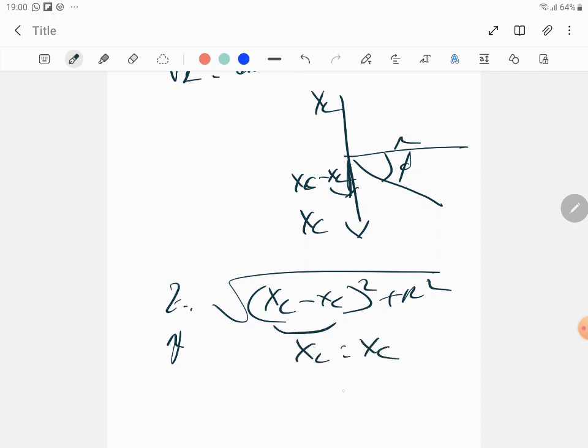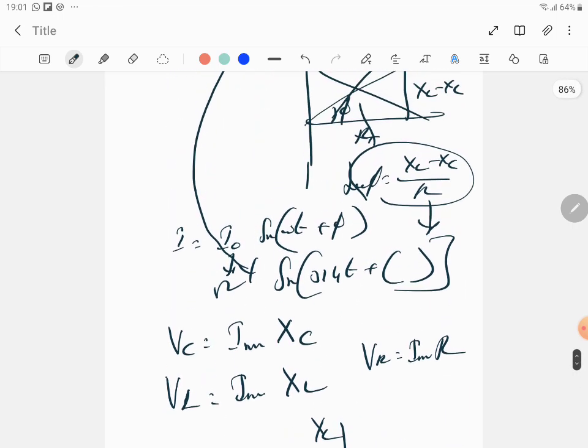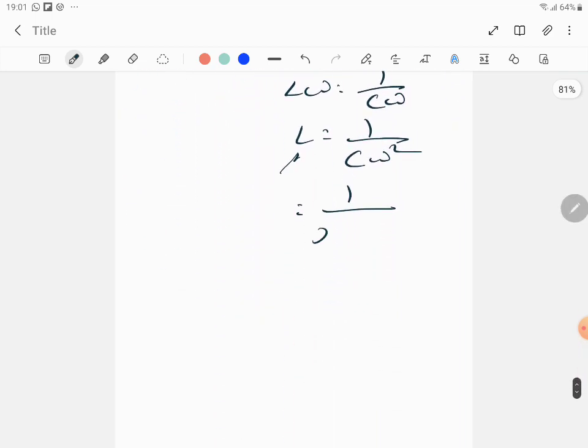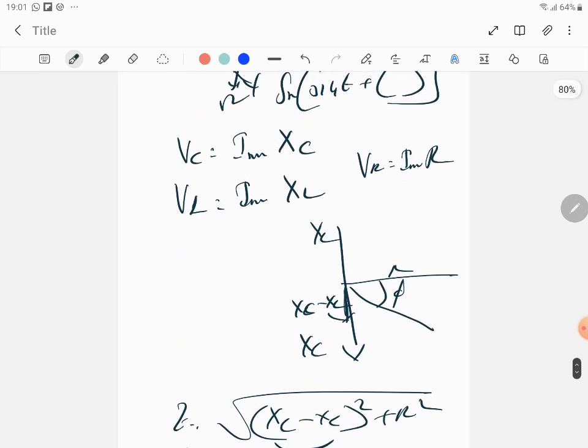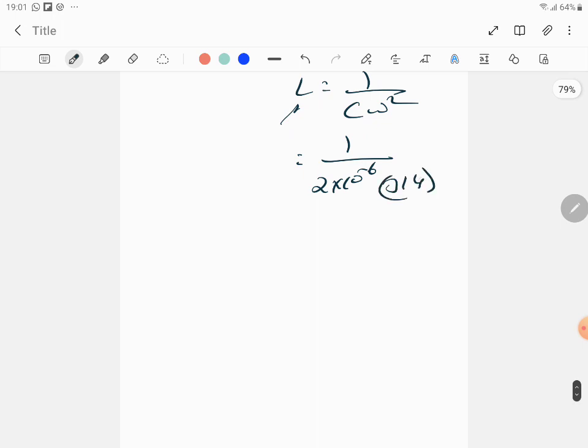At resonance, you know, what are they asking? What should be the value of inductance which will make the impedance minimum? L omega is equal to 1 by C omega, so L is equal to 1 by C omega square. What should be the inductance in this case? If you know the capacitor value, 2 into 10 to the power minus 6 farad, and omega is nothing but 314, so 314 the whole square, and that calculated value will be the inductor's value.